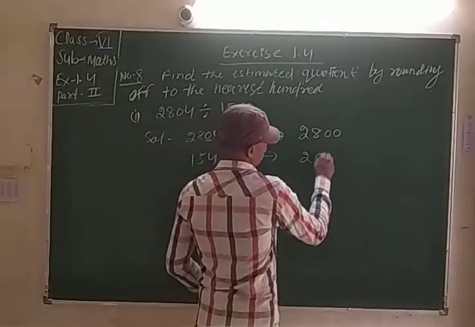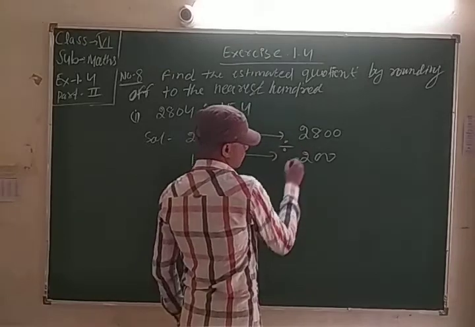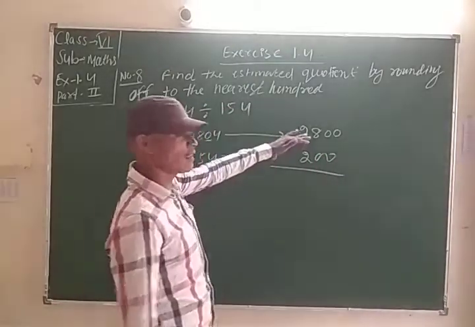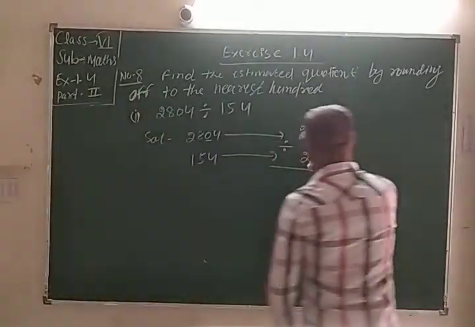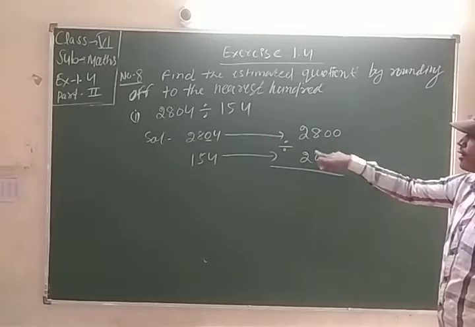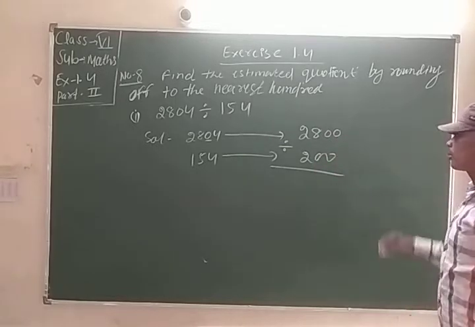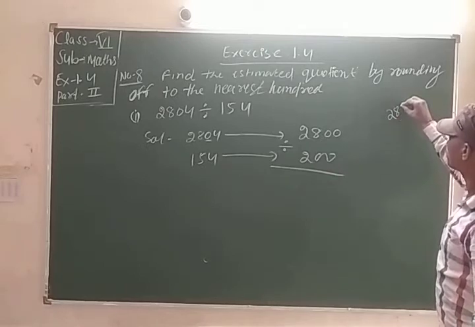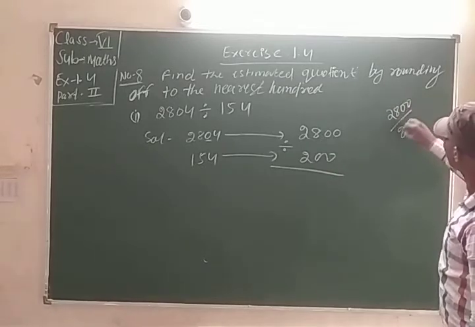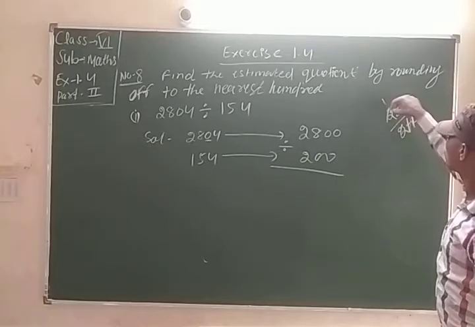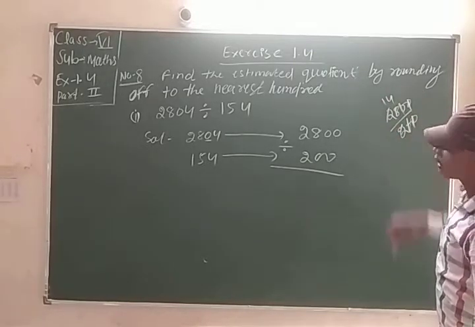154 is rounded to the nearest 200. Now we divide it. See here, divide means what? We can do it directly. Also, the 0s cancel. 2,800 divided by 200, the 0s cancel, and we get 28 divided by 2. 2 fours are 8, 2 ones are 2.